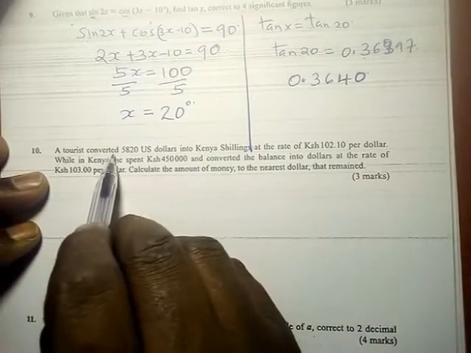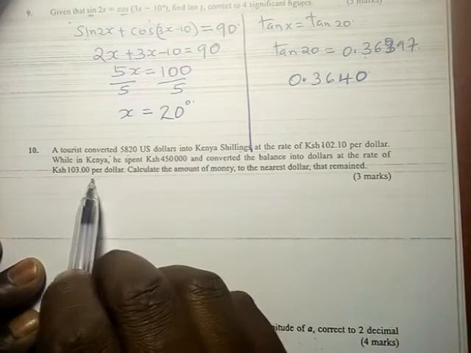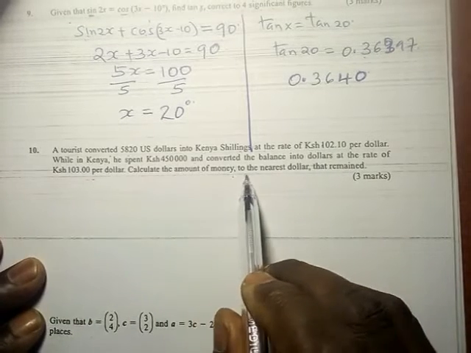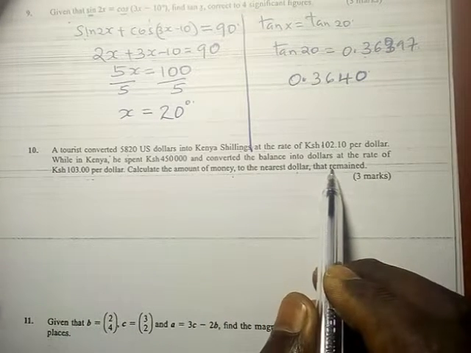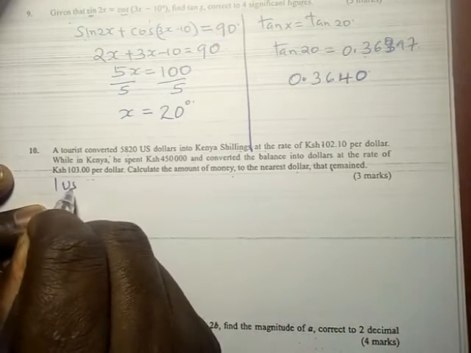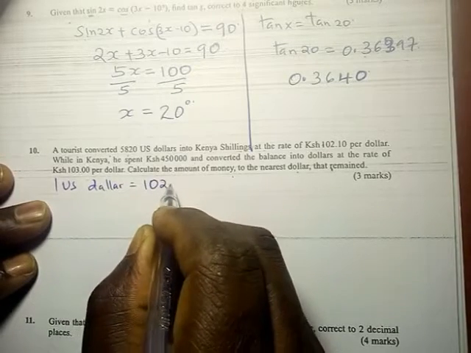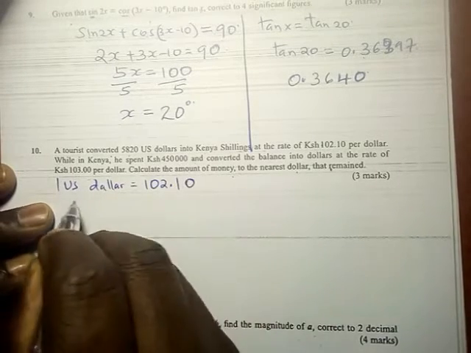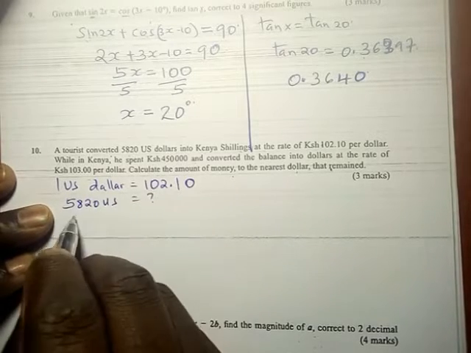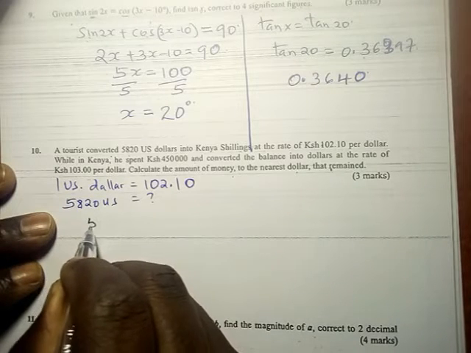A tourist converted these US dollars into Kenya shillings at the rate of this, while in Kenya spent this. Calculate the amount of money to the nearest dollar that remained. That one is simple. 1 US dollar is equal to 2 point. So 58.20 US will be what? This times this divided by this.